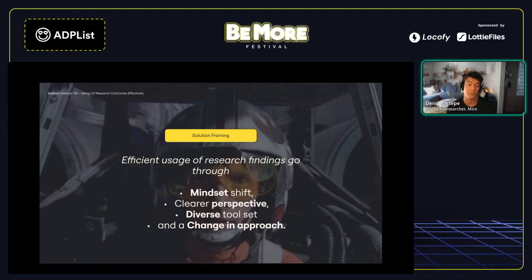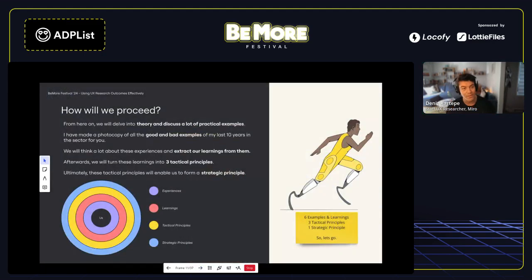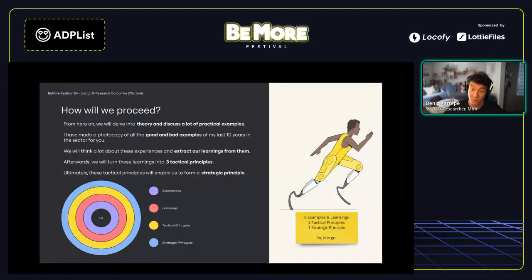And back to Star Wars. So efficient usage of research findings go through this mindset shift, clearer perspective, a diverse tool set that we'll be talking about soon, and a change in approach. We already alluded to most of these parts, but now we will be getting more tangible. So from now onwards, we explored the problem space, and now we'll be diving into what it actually means, and we'll be talking about theory and discuss a lot of practical examples.